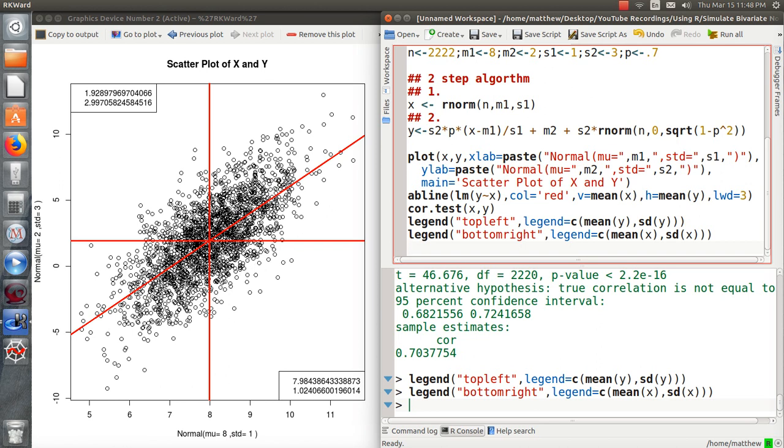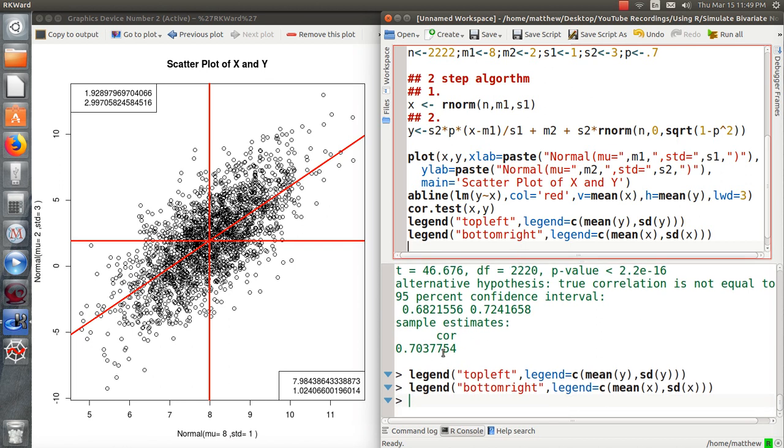Now the vertical red bar is the sample mean for X. The horizontal bar is the sample mean for Y. And the diagonal line is going to be the regression line. Simple linear regression. And I'm also going to print out a correlation test. So the correlation is 0.7 in our sample, and its significance, which it should be.